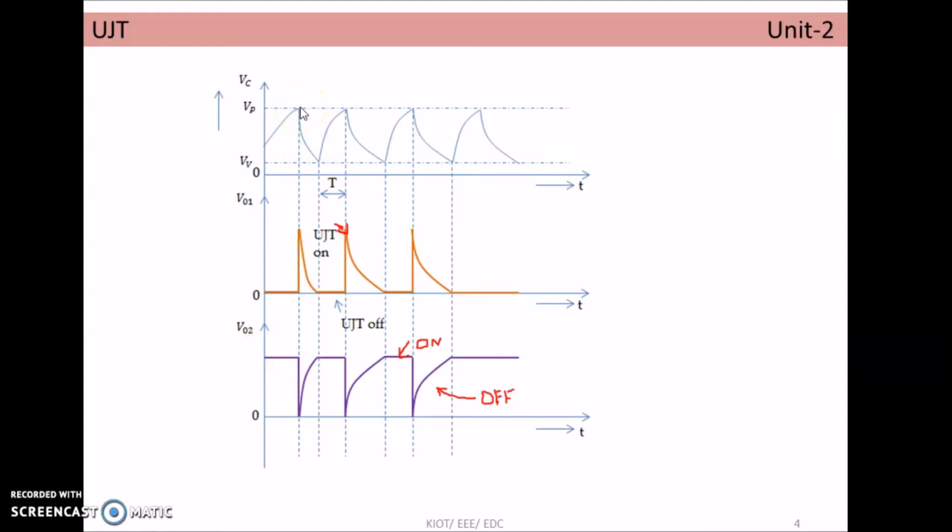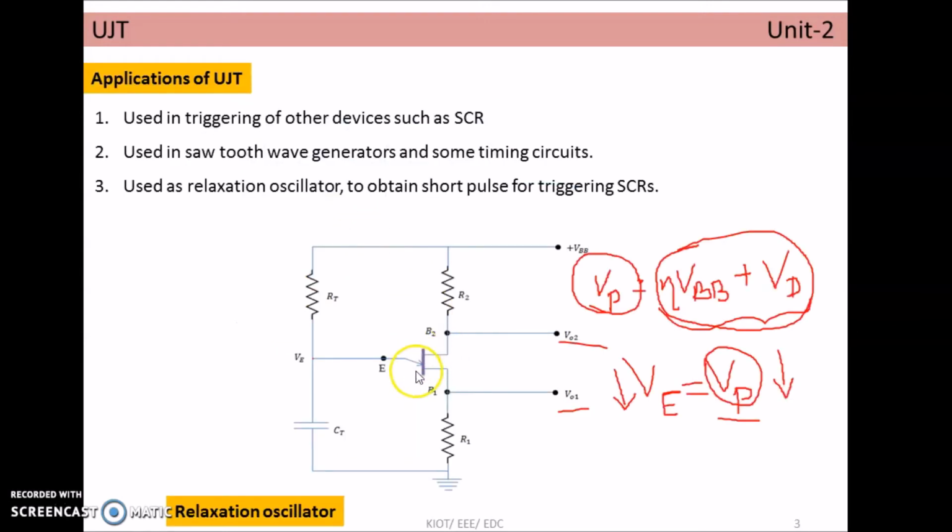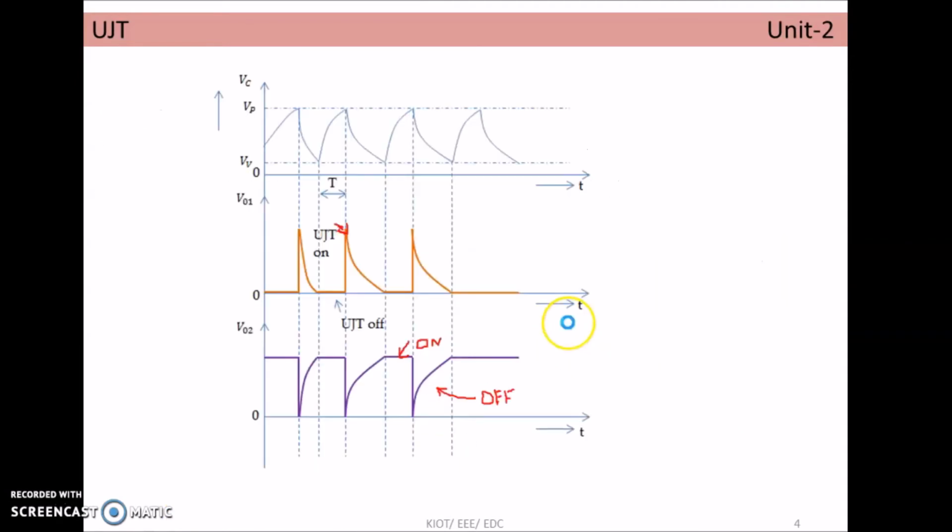Once the UJT reaches the peak point, it is said to be turned on. When emitter voltage equals peak point voltage, the UJT turns on and enters the negative resistance region. While it operates in the negative resistance region, it is a closed switch, so the voltage is connected through ground. So the V02 voltage suddenly becomes 0.